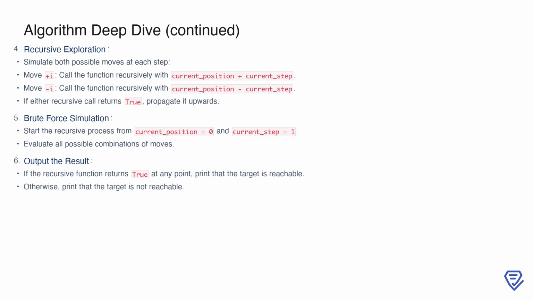To implement this brute force simulation, we initialize the recursive process starting from position 0 and step 1. This ensures we evaluate every possible combination of moves. Finally, the algorithm outputs whether the target t is reachable. If the function returns true at any point, we know the target can be reached. If the recursion exhausts all possibilities without finding a solution, we conclude that the target is not reachable.